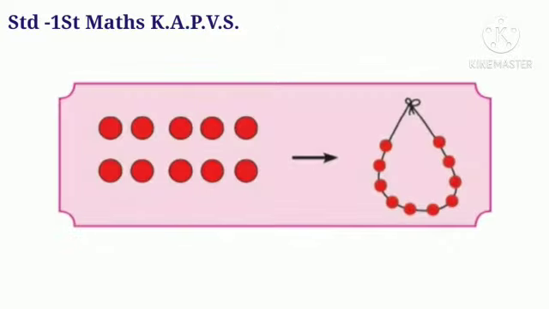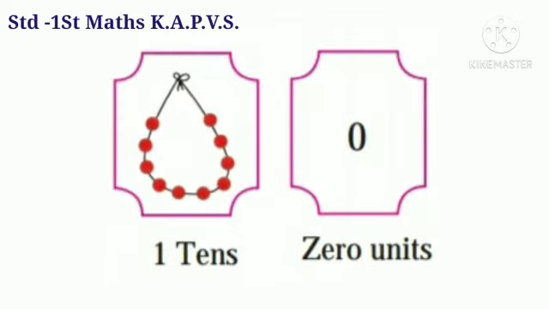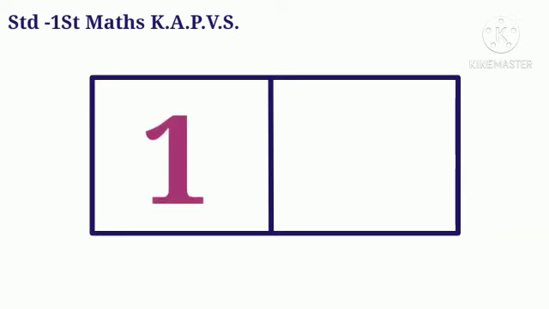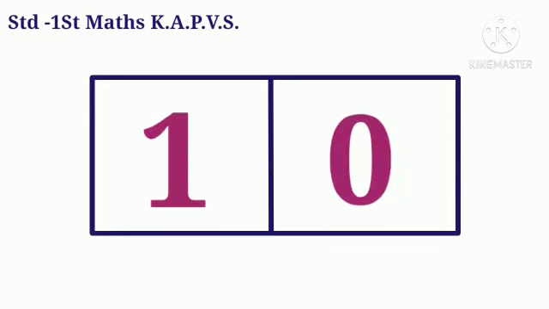There are 10 beads. These are single beads. These are units. When we make a string of them, it becomes a string of 10 beads. That is 1 ten. When they are single, they are units. But when we bind them in a bundle or a string, it becomes a 10. So we can write 1 in tens place and 0 in units place.